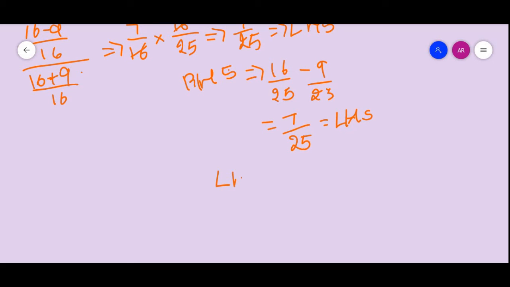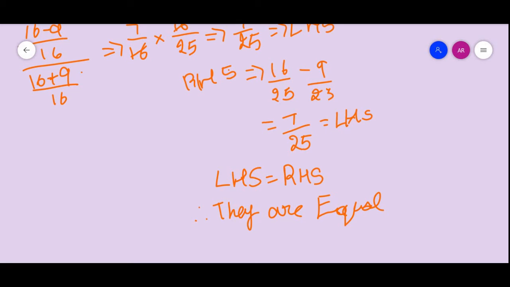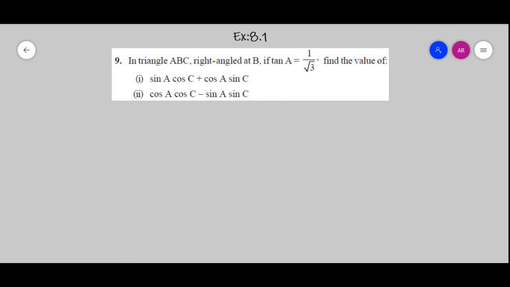So LHS is equal to our RHS. They asked whether they are equal or not, so therefore we can say that they are equal. We completely proved them. At last we got 7 by 25. In the beginning it looked a little tough, but at last we could do it. That is it for this question. Now this is question number 9 in exercise 8.1, so let us just have a look at it.